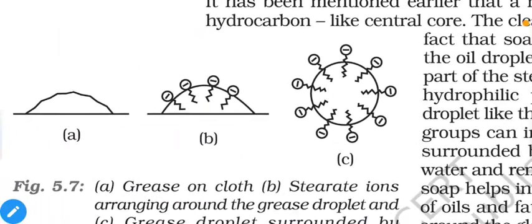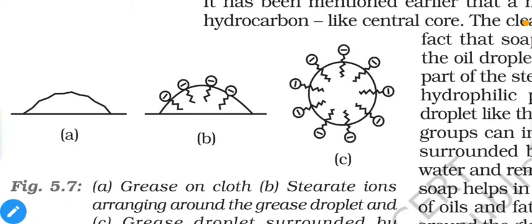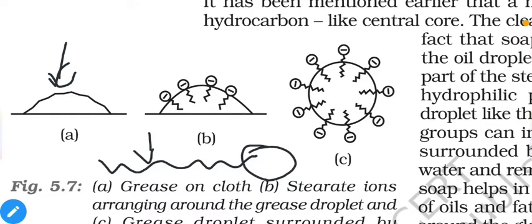As we can see in these three separate figures, the first figure represents an oily or grease particle on the surface, which we want to clean. When we add soap or stearate ions to it, as we know, oil droplets are non-polar. So it will feel attraction towards the non-polar part of our stearate ion. As we know, our stearate ion consists of two different portions, the hydrophobic tail and the hydrophilic head, that means water attracting.